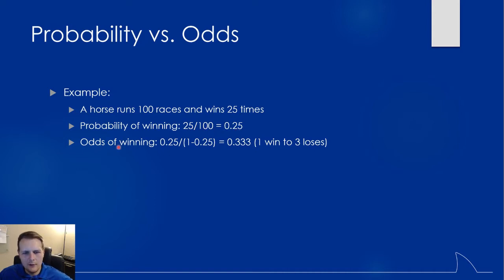The odds of it winning is a little different here. It's going to be the probability of it winning the race versus the probability of it not winning that race. So here you see the probability of 25% is going to be the numerator. The denominator is going to be the probability of it not winning, which is basically 1 minus the probability of it winning, and you end up getting 0.75 in your denominator. So 0.25 divided by 0.75, and basically that ends up being about a third, right? So 1 win to 3 losses essentially. So it's kind of getting that ratio there. That's what we call an odds ratio.